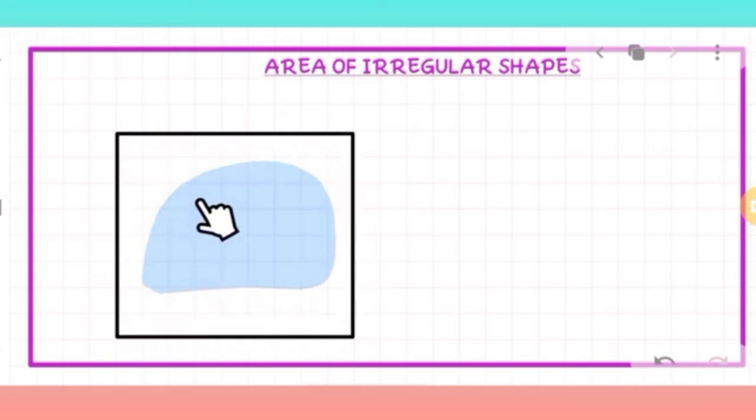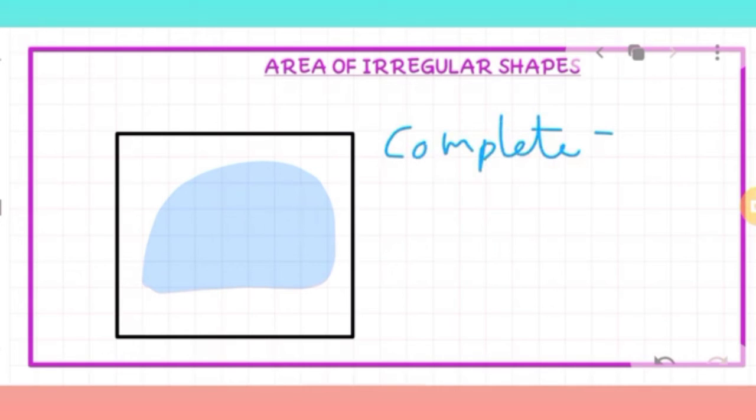Now we will count the complete squares in this. Let's count: 1, 2, 3, 4, 5, 6, 7, 8, 9, 10, 11, 12, 13, 14, 15, 16, 17, 18, 19, 20, 21. So full squares, complete squares are 21.